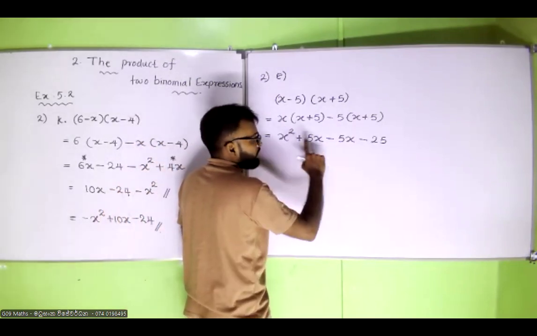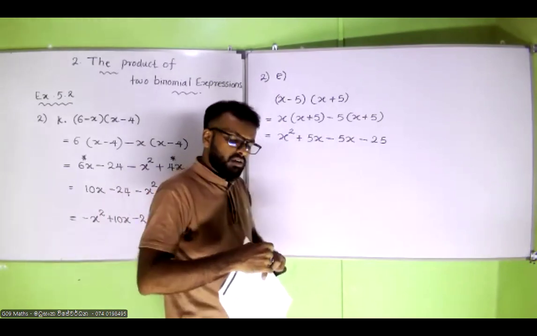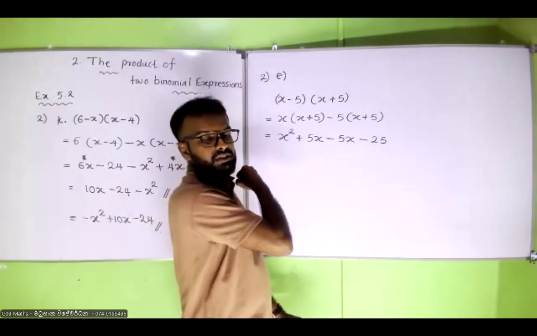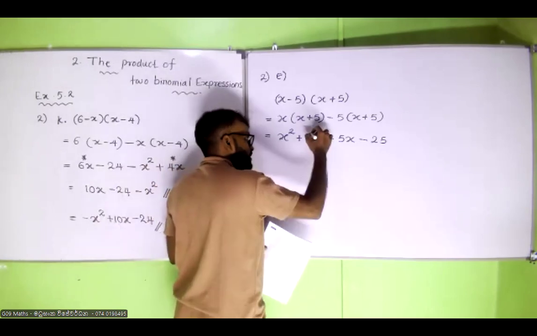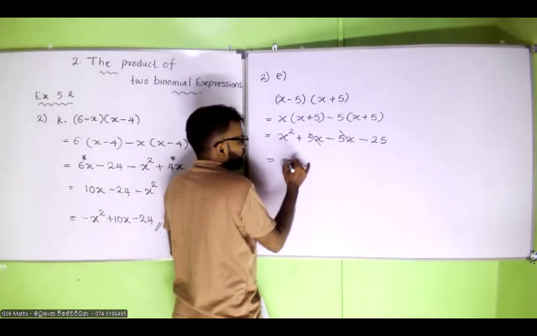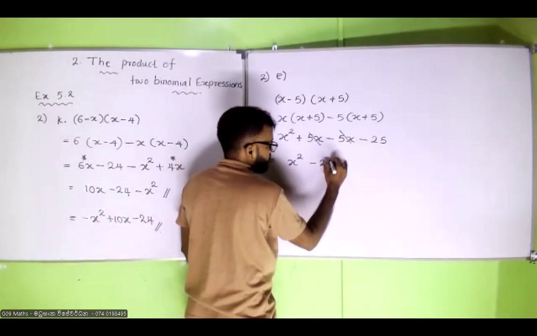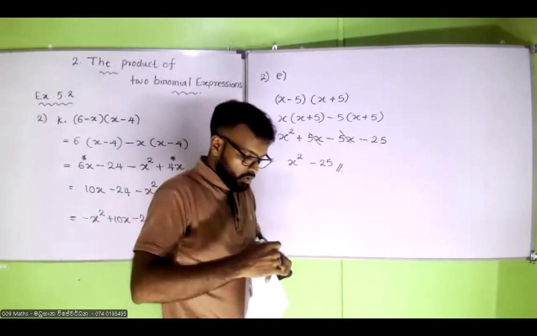Here, there is no other x squared term, but positive 5x and negative 5x. It is like I am giving you 5 apples and taking back the same 5 apples again. How many apples? Zero. They cancel out. The answer is x to the power 2 minus 25. Understood?